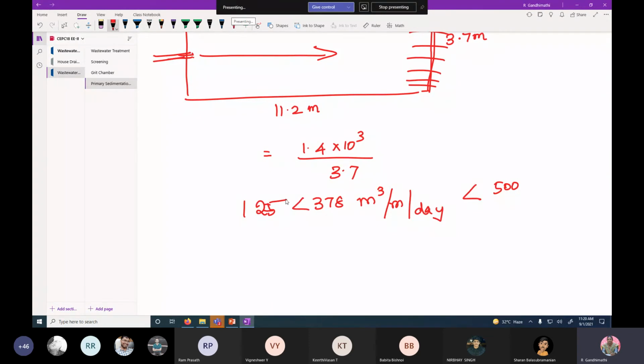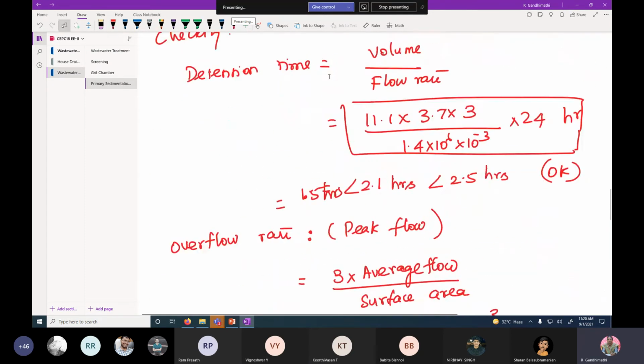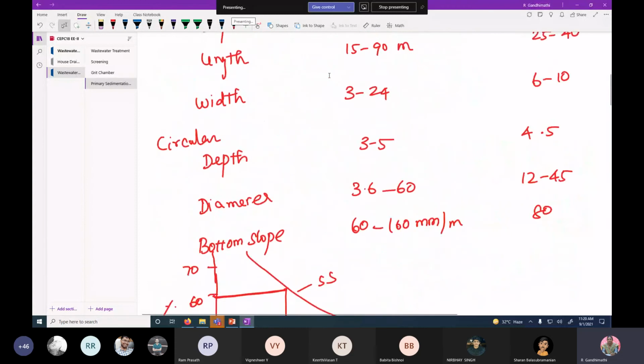Okay, is it clear, students? Yes, ma'am. Yeah, you just go through the design once.